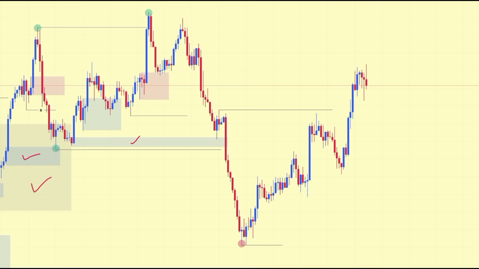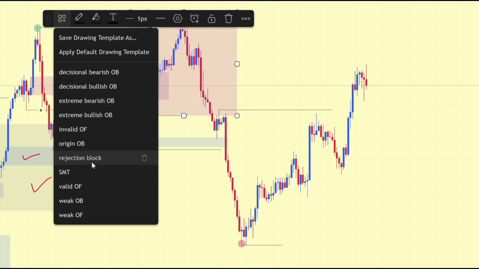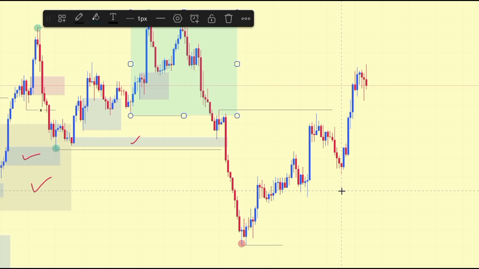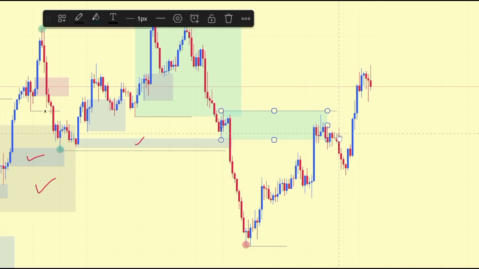Okay, so if I am to mark the order flows again, we can clearly see that this one here is our extreme order flow. And in this case, this order flow is already mitigated, so it's invalid. And yeah, so the next order flow was this one, but it was before the inducement. And what do we know about this order flow? It is a smart money trap. We can clearly see exactly right there.